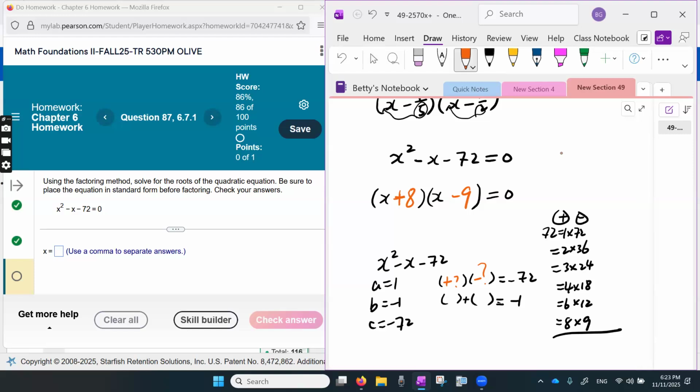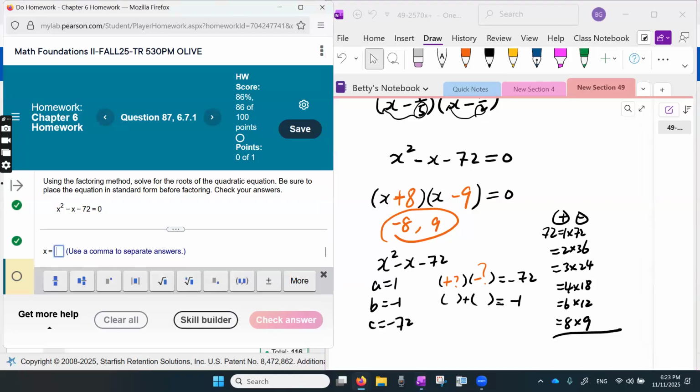Look at the two numbers in red. What are their opposites? Their opposites are negative 8, positive 9. Those are the two solutions. That's it, okay? X equals negative 8, comma, 9. Done. Am I clear, everyone?